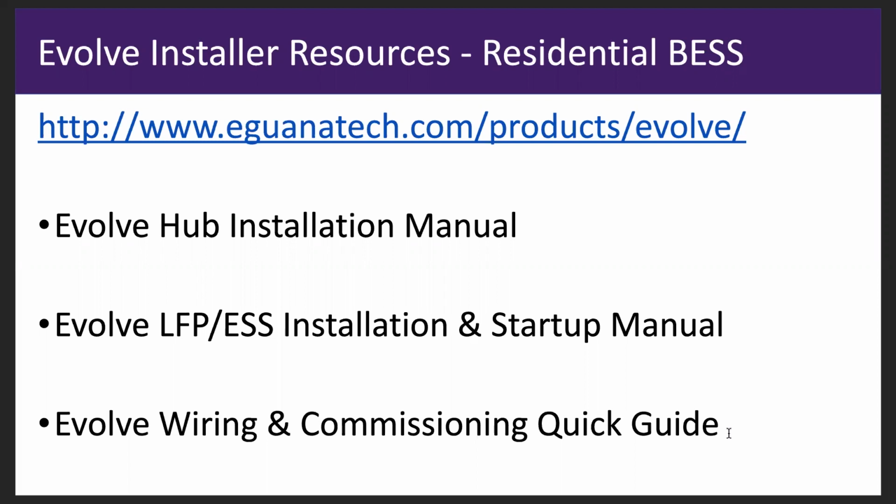This is really one of the best resources we have for a day-to-day refresher and guideline for the installation and commissioning process. Once you've gone through the two different manuals, one for the ESS as a whole and one for the energy management system, the Evolve Hub, that wiring and commissioning quick guide will help you on a day-to-day basis in doing these installations. Again, they can be found on the website, on our product webpage listed here.